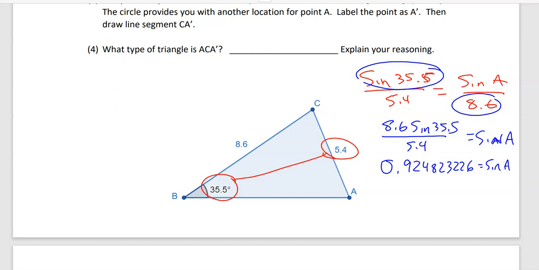To find the measurement of angle A, we need to do inverse sine to both sides to undo the sine. So angle A is going to be whatever the inverse sine is of the decimal number we come up with. So the inverse sine of that decimal number, rounded to the tenths, gives us 67.6 degrees.